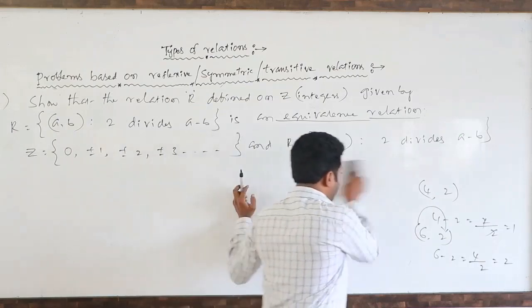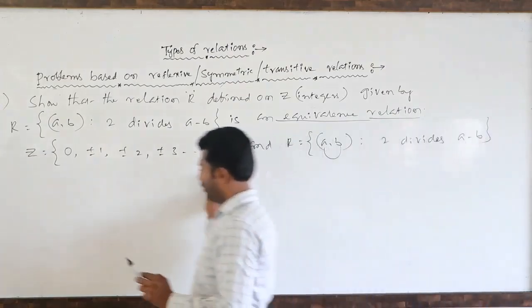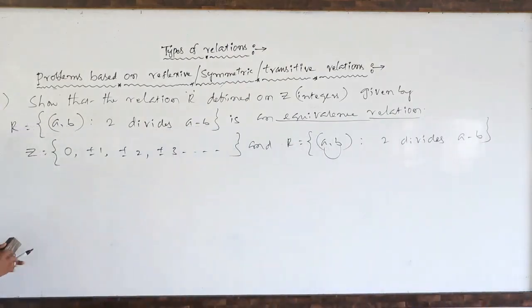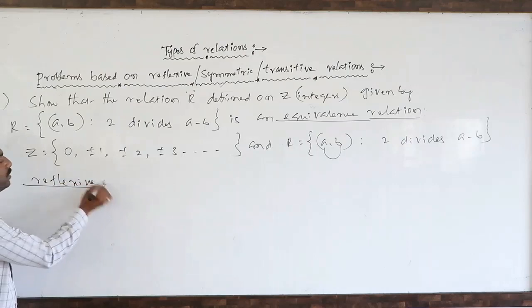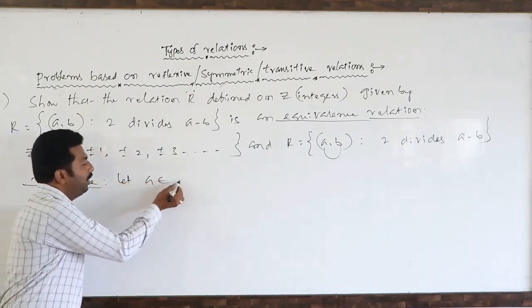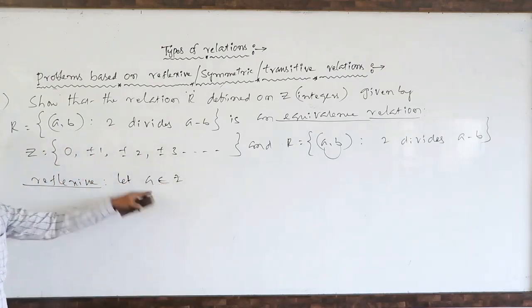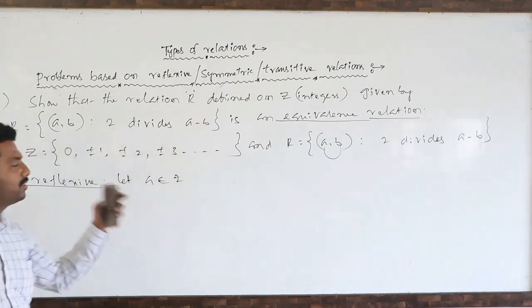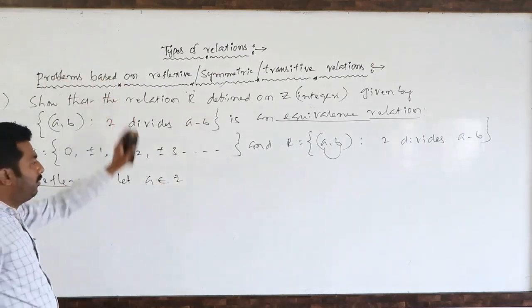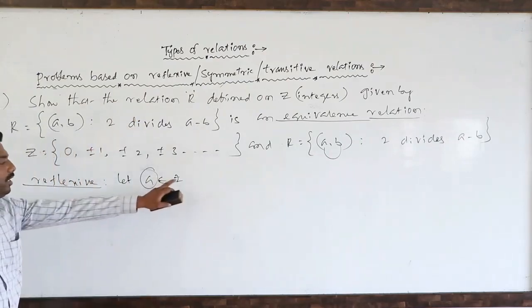So whether capital R is reflexive or not, we have to check. See, what is the procedure? Any one random element from the integers I am taking, that is 1, 2, minus 1, minus 2, minus 3 or plus 1, plus 2, plus 3, whatever the number, a is any one random element from the integer set.